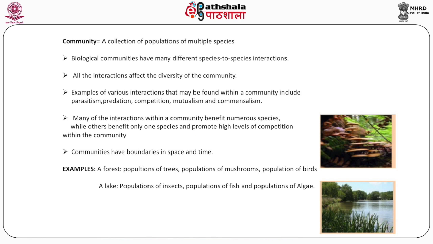Next level is the community, a collection of populations of multiple species. Biological communities have many different species-to-species interactions. All the interactions affect the diversity of the community. Examples of various interactions that may be found within a community include parasitism, predation, competition, mutualism and commensalism. Many of the interactions within a community benefit numerous species, while others benefit only one species and promote a high level of competition within the community.